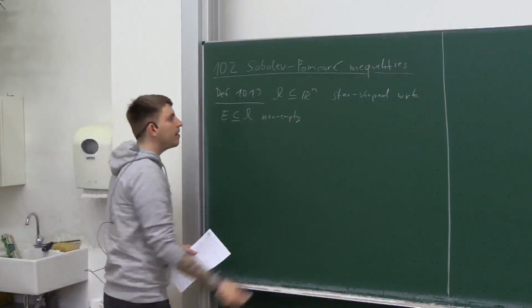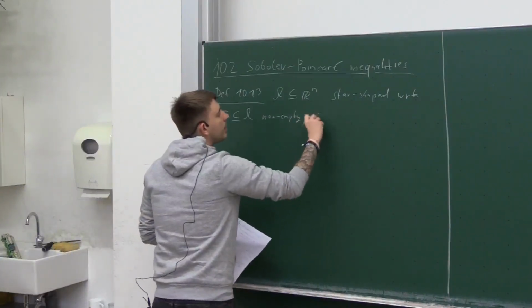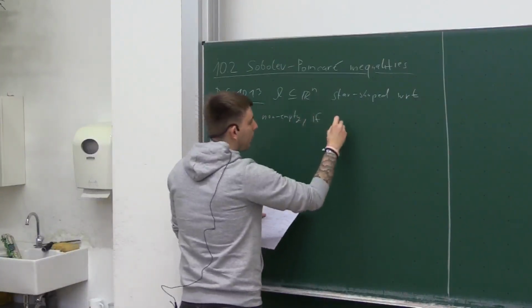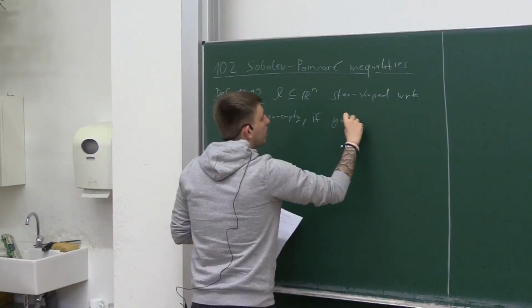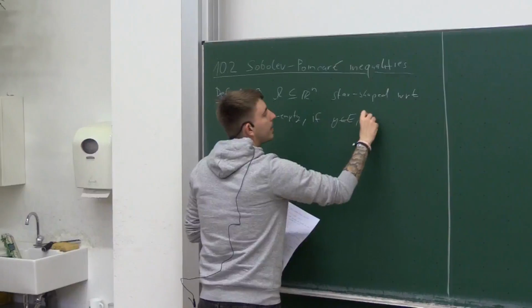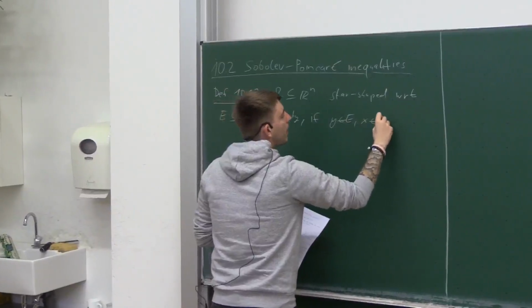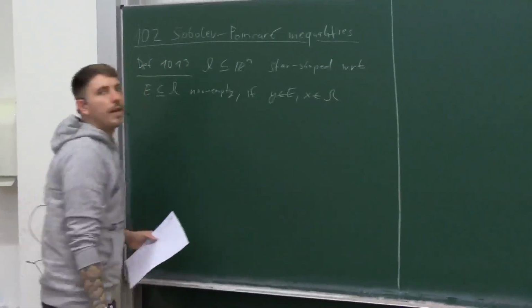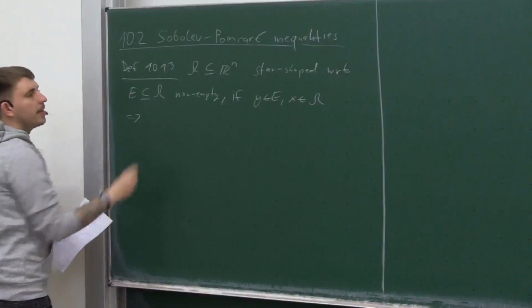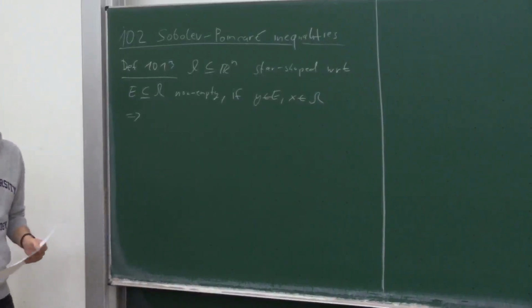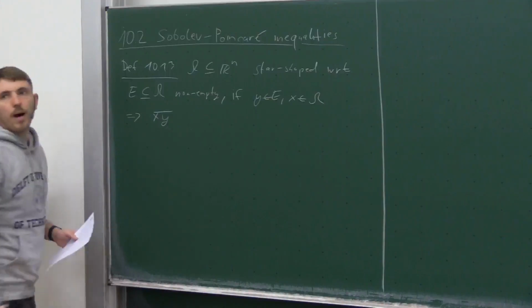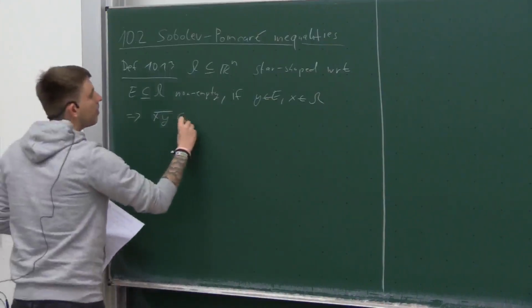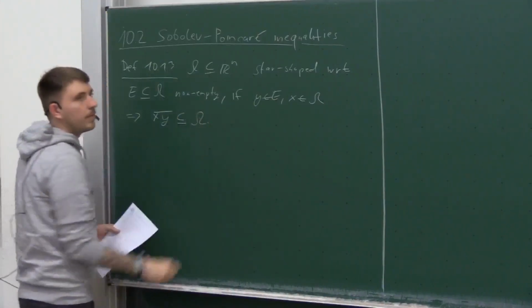And when is this the case? This is the case if I take some point y in E, and I take some x from omega, and then this implies that the line segment connecting x with y, which I will denote x, y bar, is also contained in omega.